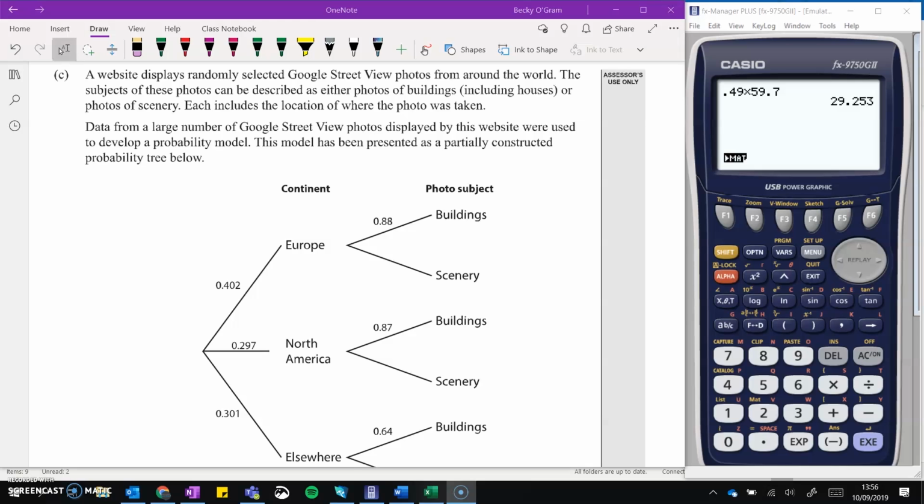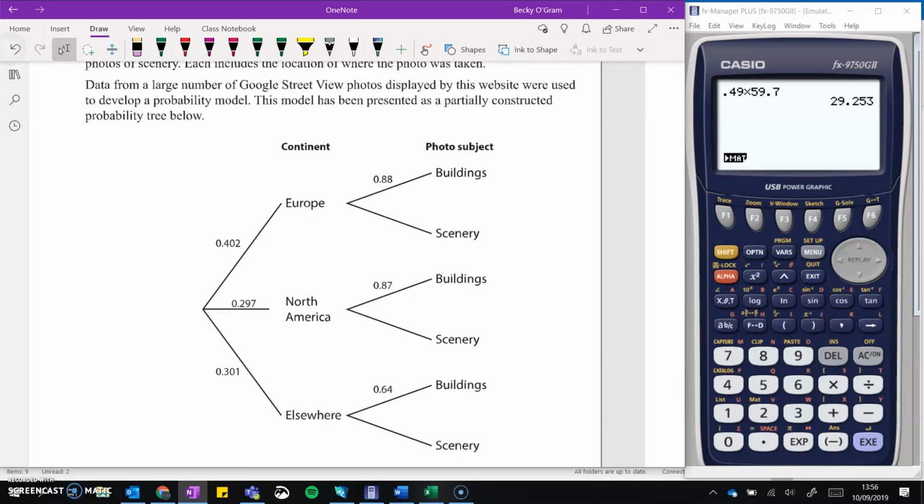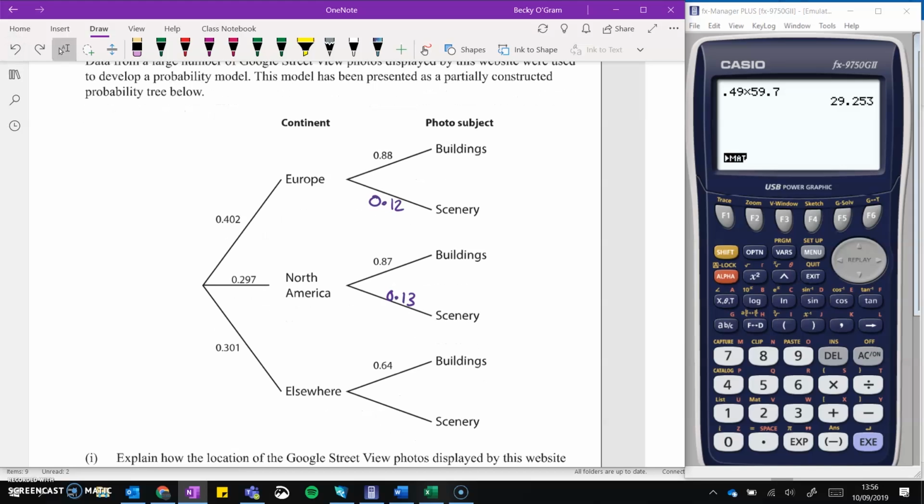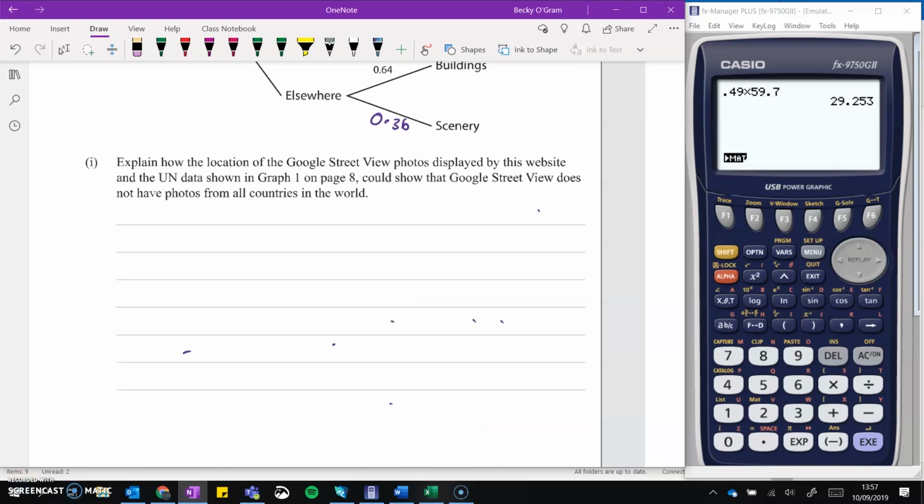Randomly display some photos from around the world, and we've got a partially constructed tree diagram, and we're going to start by filling in the missing pieces, just making those branches add to 1. Explain how the Google Street View photos displayed and the graph that we had from the original data of where people live show that Google Street View does not have photos from all the countries in the world.